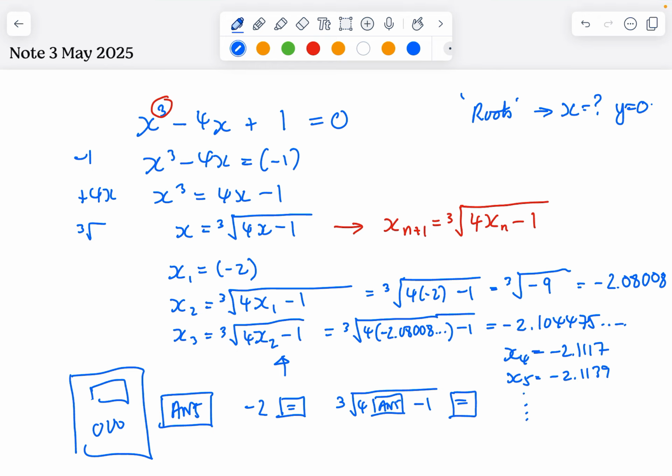And what we want to do is find out basically maybe 3 decimal places what that answer is. So if we keep going, just keep pressing the equals button, we end up with minus 2.114, and that stops changing. Now that is our estimate for the root. Okay, and that's how we estimate the solution to an equation that we can't necessarily solve.